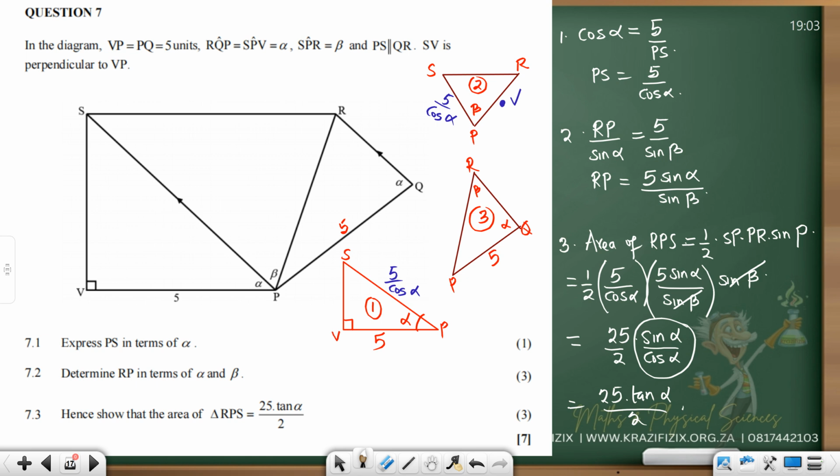How come sine and sine cancel? Sine beta over sine beta is 1. Make sense? It's like 5 over 5. Let me know, guys. Okay, right.